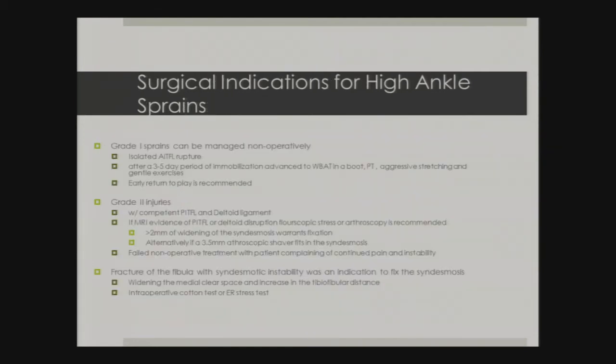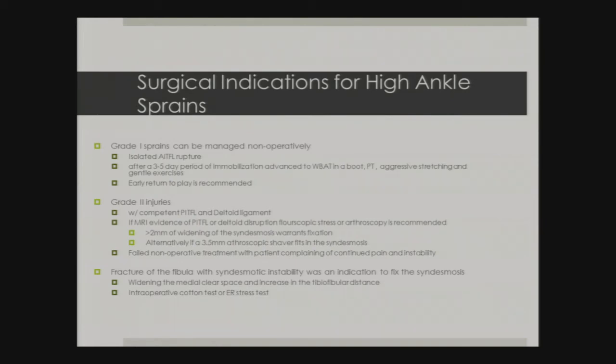So, just in summary, some of the surgical indications for high ankle sprains that I came across in the literature. Normally grade 1 sprains, which is an isolated AITFL, going off the West Point grading system, can be managed non-operatively. You give them a period of immobilization for the acute period, and then can be advanced with any type of PT protocol that's surgeon dependent, but aggressive stressing and gentle exercises, and then an early return to sport was recommended as well. Grade 2 injuries are kind of the gray zone.